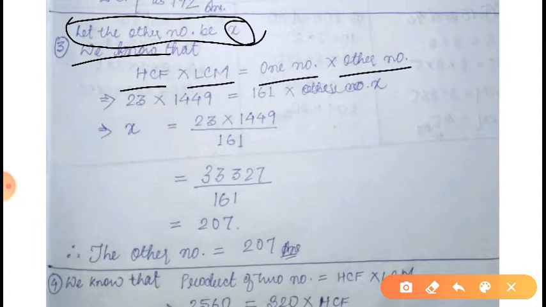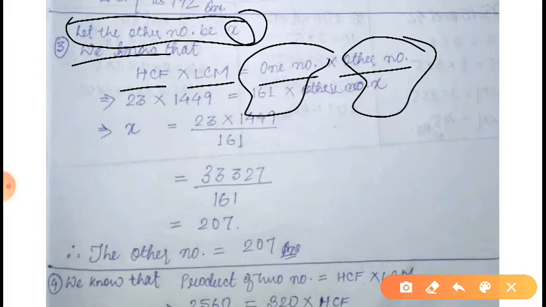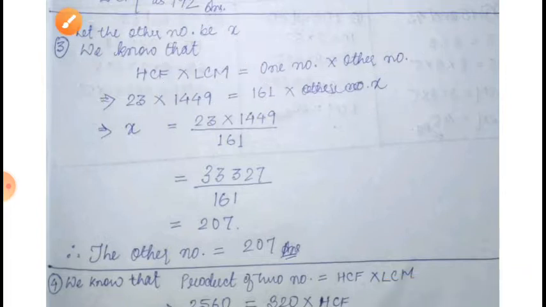So in place of the other number, as we have taken X, I have given X here. You can see one number is already given, 161, and SCF is given as 23 and LCM is given as 1449. So when you cross multiply, it becomes like this.